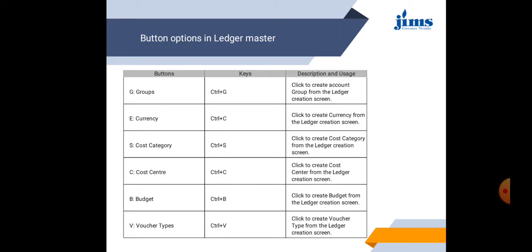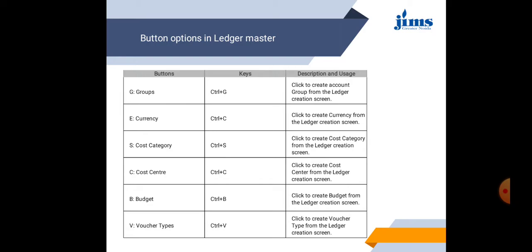Then we have E, currency. Shortcut key is Control plus C, and it is used to create currency from the ledger creation screen. S is cost category. Control plus S, it is used to create cost category from the ledger creation screen.